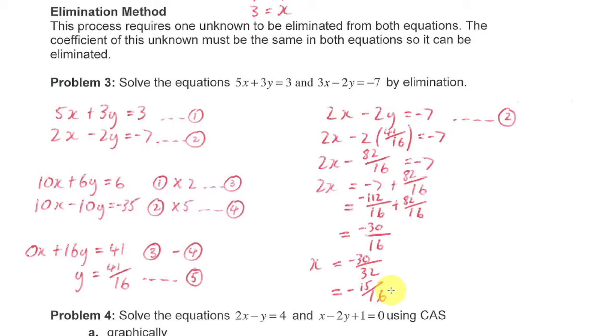So the point on the Cartesian plane which satisfies both the first equation and the second equation is negative 15 on 16, comma, 41 on 16.